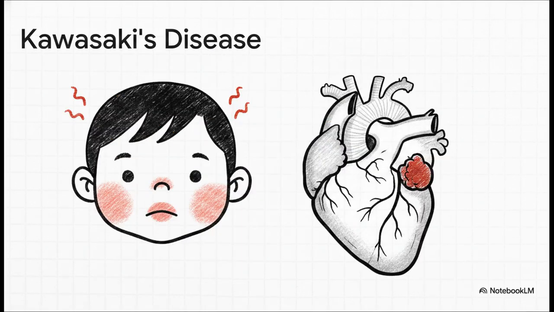Pivoting to pediatrics, we have Kawasaki's disease. It's an acute, febrile illness mostly hitting kids under 5. You'll see the classic mucosal erythema and skin desquamation, but the thing that genuinely keeps pediatricians up at night, the massive 25% risk of life-threatening coronary artery aneurysms. In fatal cases, autopsies almost always reveal coronary artery vasculitis.